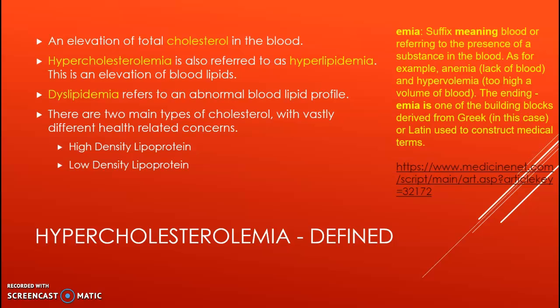And then emia is a suffix, and I've cut and pasted it over to the right here for your benefit from medicinenet.com. It's specific to the blood. So hyperlipidemia is an elevated lipid level found in the blood. Hypercholesterolemia would be an elevated cholesterol level found in the blood. Conversely, if we said hypo, H-Y-P-O, that would be a lower cholesterol level found in the blood.